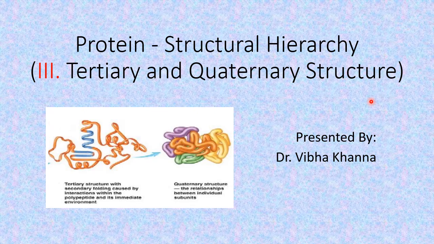Welcome to this video tutorial on the final step of the structural hierarchy of a protein, in which we will be learning about how the protein acquires its final domain. It may be a monomeric protein made up of a single polypeptide, or it may be a multimeric protein in which there is more than one polypeptide, different polypeptides present to form the functional protein. So come on, let's start with it.